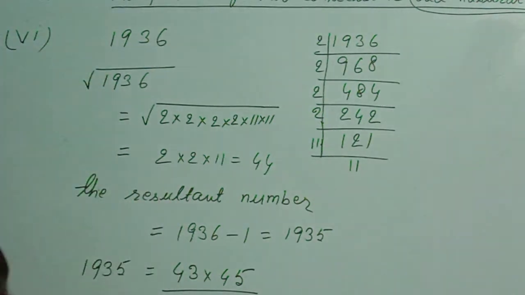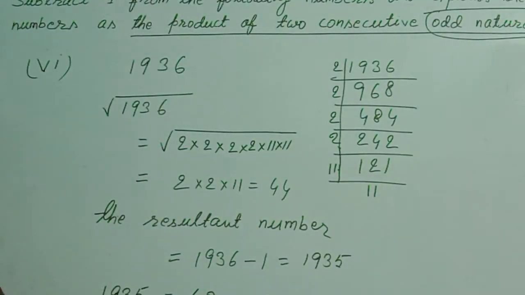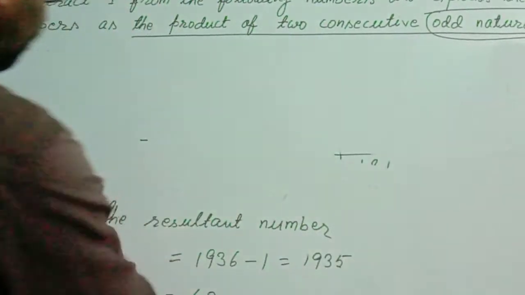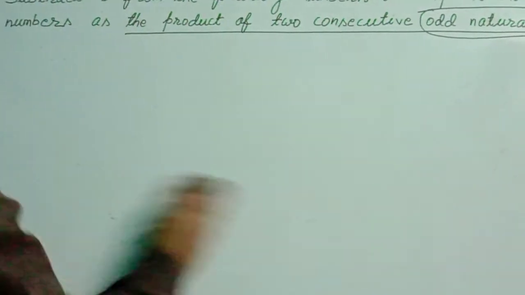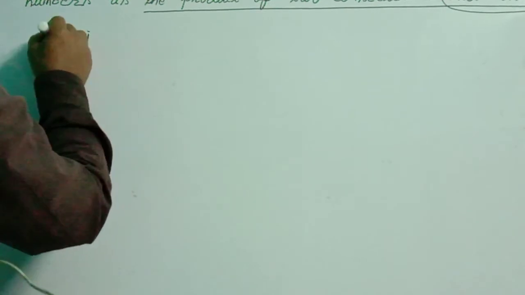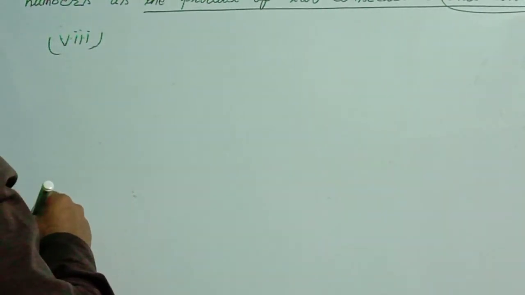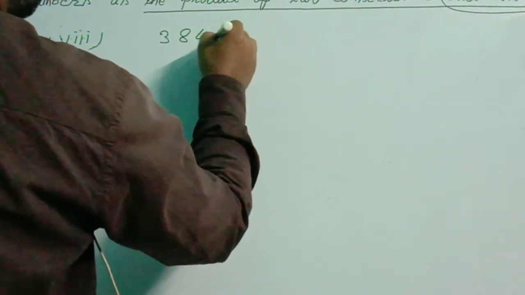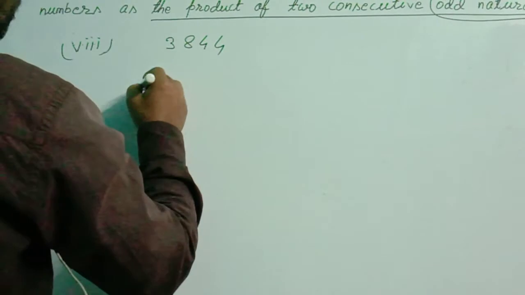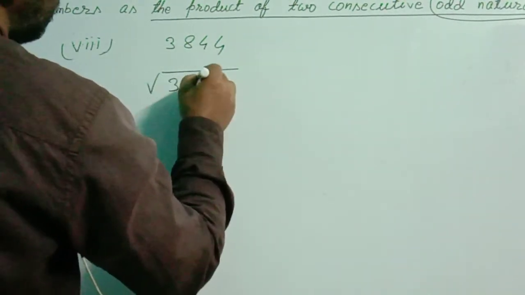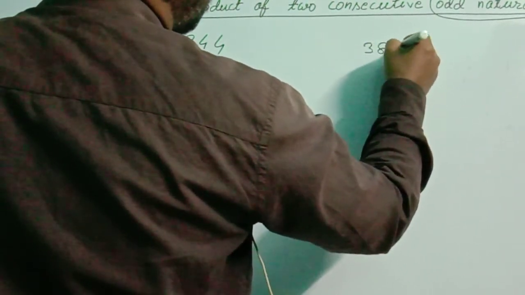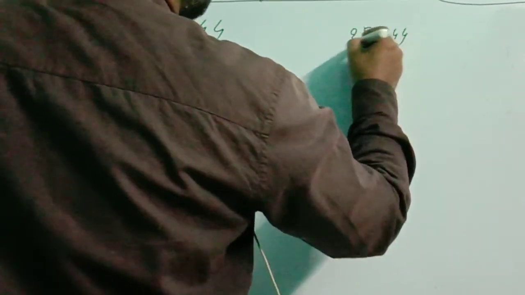Now question number 8. That question is 3844. First of all we find the square root of 3844. Go through prime factorization.